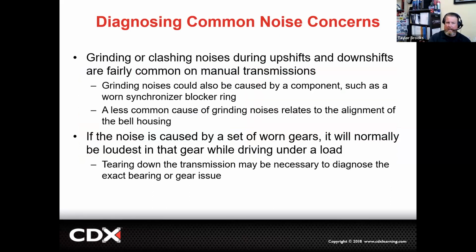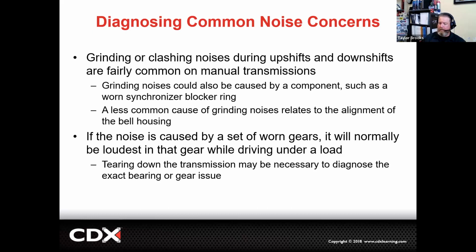Now, a grinding or a clashing noise caused by upshifts or downshifts is really common on manual transmissions, and is usually a cause of worn blocker rings. The blocker rings are going to be our wear items inside of the transmission. So a typical transmission overhaul, you're really only replacing that blocker ring, along with the gaskets and seals and possibly bearings. But just these little blocker rings right here are the only items that are going to be worn out.